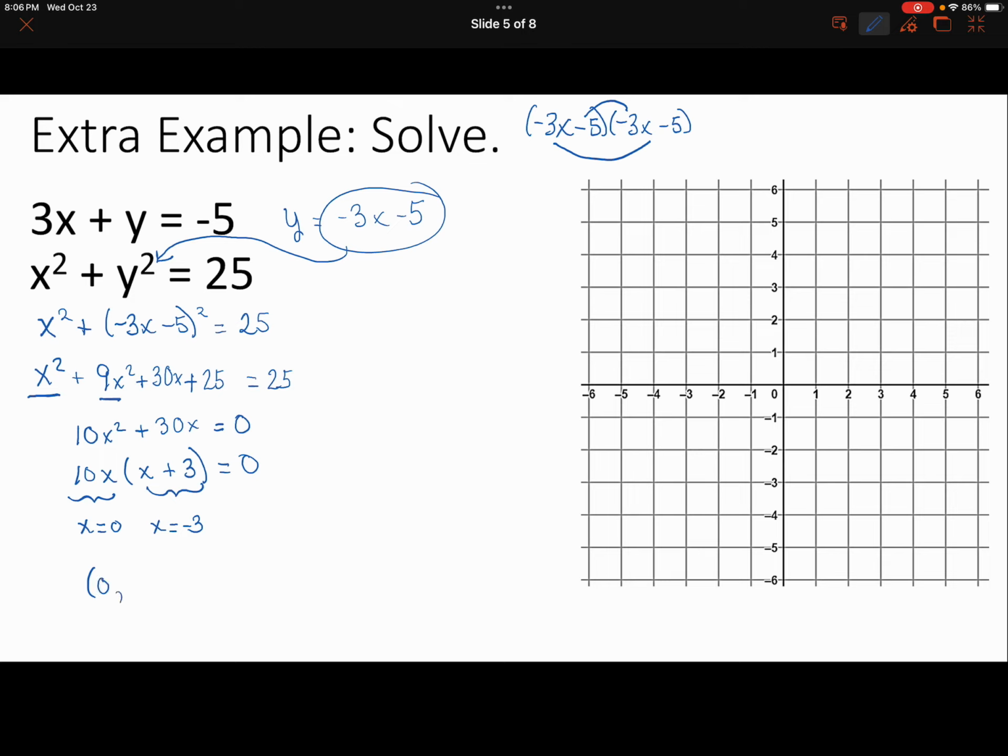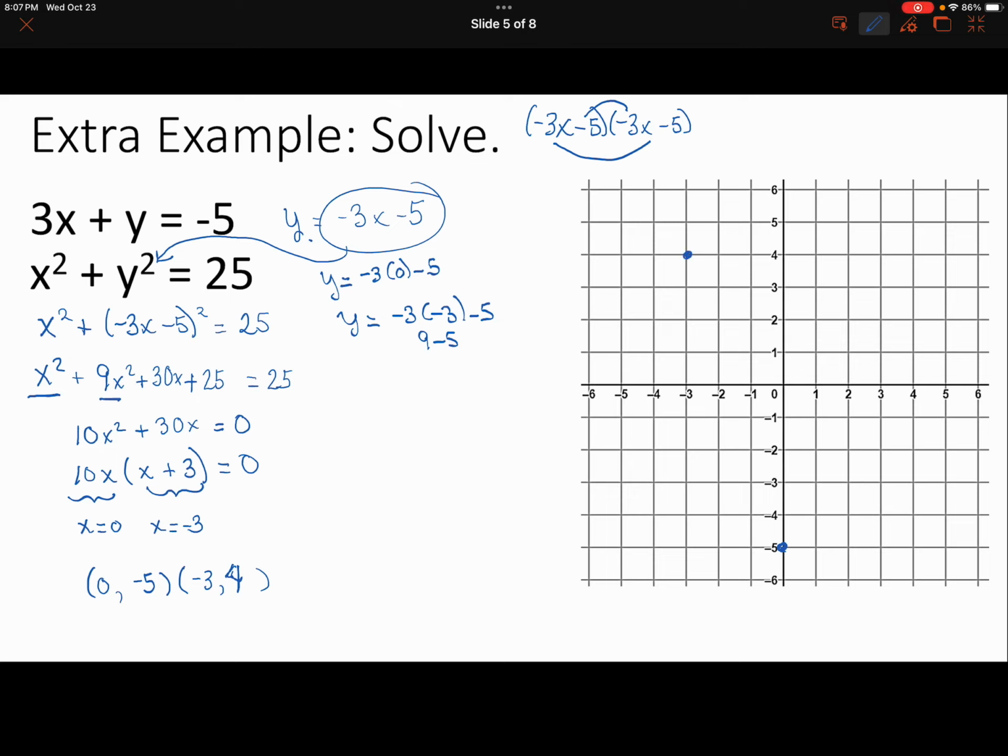So our ordered pairs start with 0 for the x term and negative 3 for the x term, and we have to figure out what y is. A great place to plug that in is this linear equation. Y equals negative 3 times 0 minus 5, so when x was 0, y is a negative 5, and y equals negative 3 times negative 3 minus 5. 9 minus 5 is 4. So our line and our circle should intersect at 0, negative 5, and negative 3, positive 4.